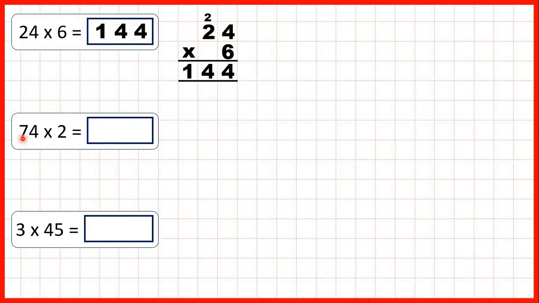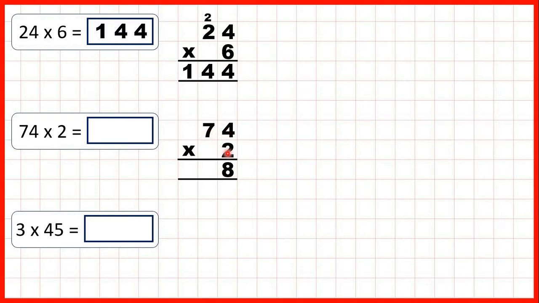Now let's try 74 times 2. We can set the question out in the same way, and we start by multiplying our ones. 4 times 2 is 8, and that's just a single digit number, so we can write 8 in our answer line, and we don't need to write anything above the next place value column along, because 4 times 2 is 8, and that's only a single digit number.